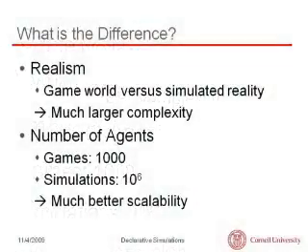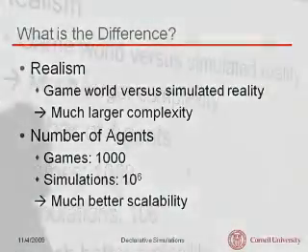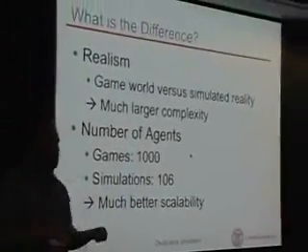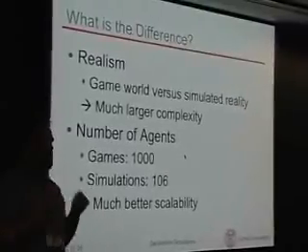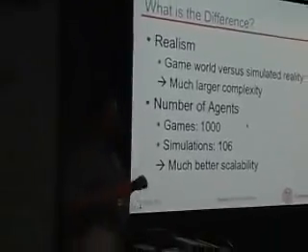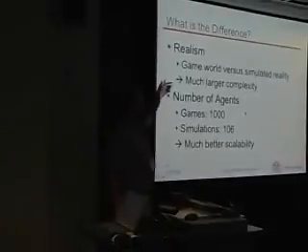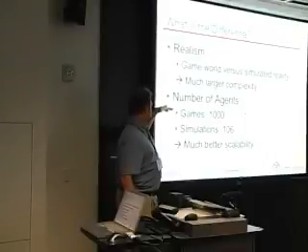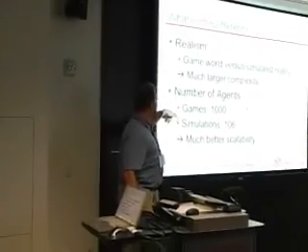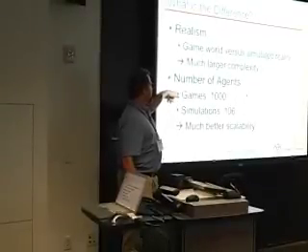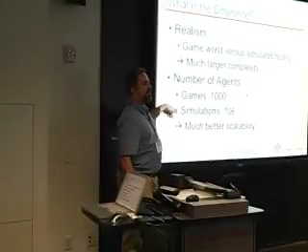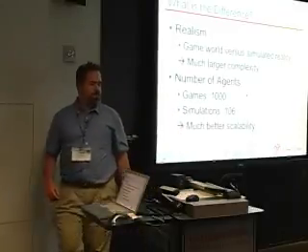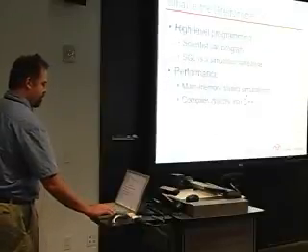So what's the difference in simulations? One of them is realism. Games cheat all the time. If it looks good, that's what matters. If you're a scientist, your model matters. You've got to have the right model. And this means much, much larger complexity in the number of agents. Games are usually around 100 agents, whereas simulations are usually around 1,000 or so. So you need much, much better scalability for these types of things.